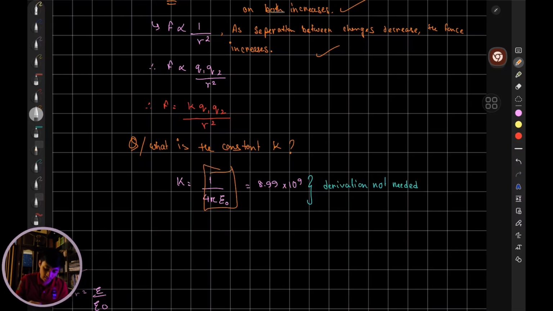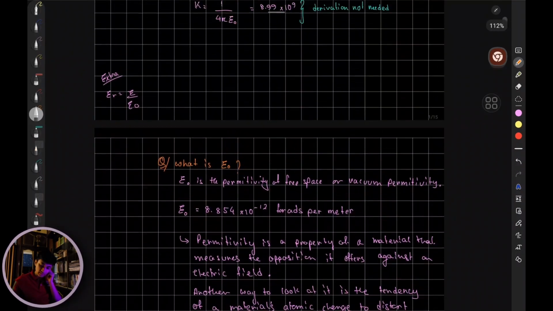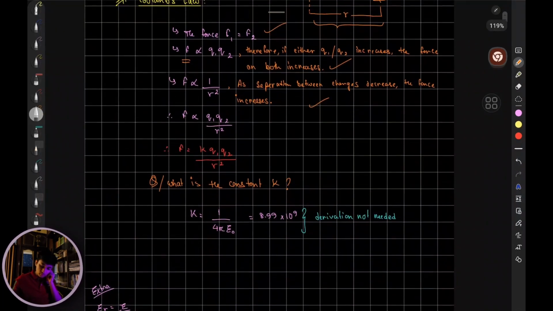So this entire thing is the constant again, and you're pretty familiar with 1 by 4 pi, I guess. And this is the strange part. What is epsilon naught? Permittivity. Okay, so if I go to the next part, by the way, the value is 8.9 times 10 to the power 9. So you can directly plug this in over here while calculating.